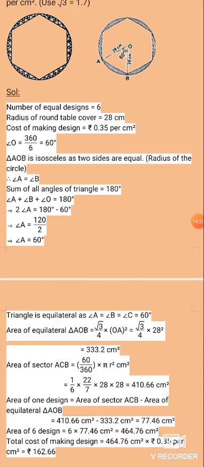Now the total cost for making it is what? That total 6 designs area into what? Per centimeter square 0.35. Okay, so when you multiply it, at last the total cost is equal to rupees 162.66.